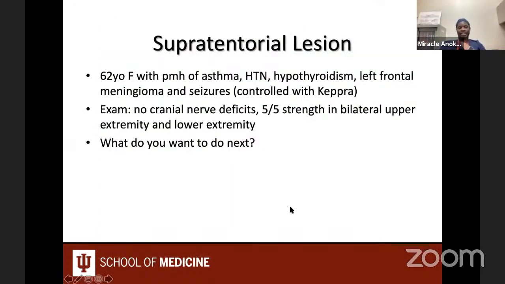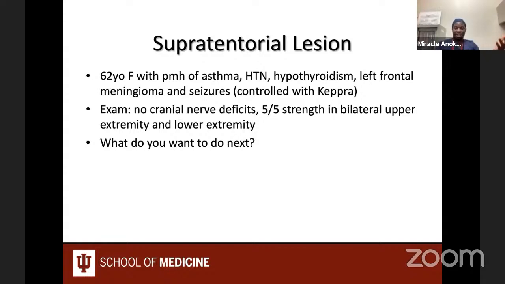All right, so let's go to the next case. You have a 60-year-old female with asthma and hypothyroidism, and she comes into your clinic and says, hey, doc, I had these seizures and they took me to the scanner and got a CT scan, and it showed this thing they call a frontal meningioma. I don't know what that really is. Anyways, doc, they gave me this medication called Keppra. I haven't had a seizure since, but I just want to know what's going on. What should I do?